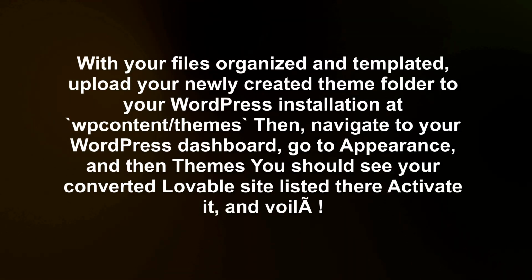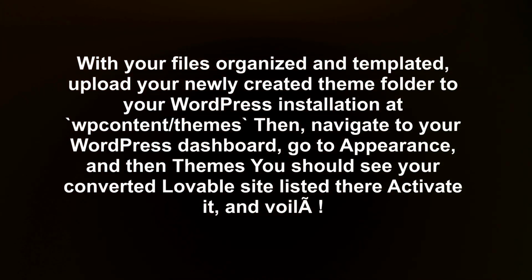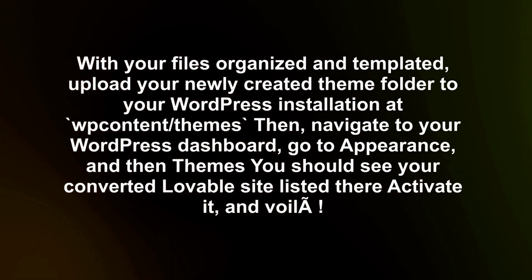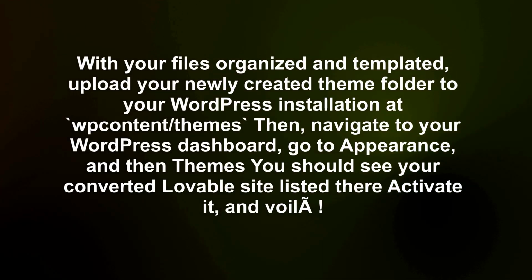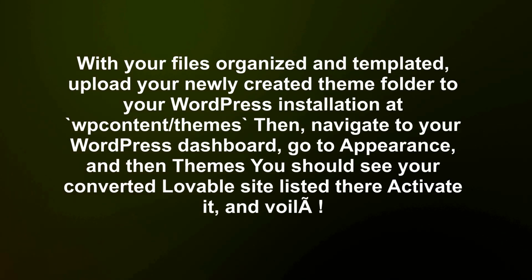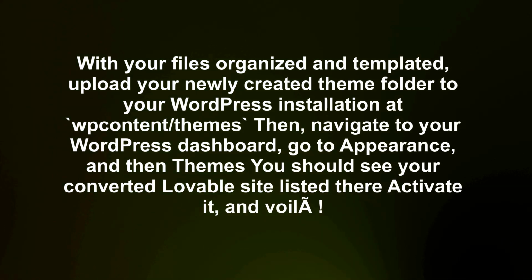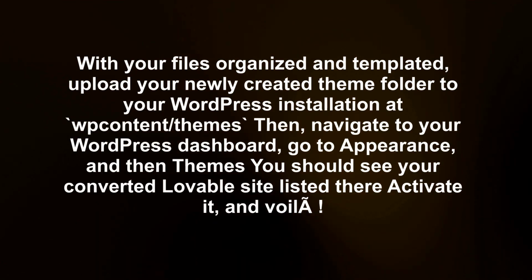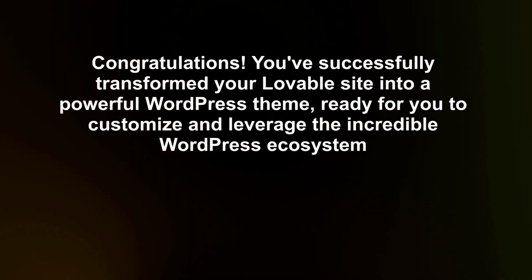With your files organized and templated, upload your newly created theme folder to your WordPress installation at WordPress themes. Then, navigate to your WordPress dashboard, go to Appearance, and then Themes. You should see your converted Lovable site listed there. Activate it, and voila! Congratulations!